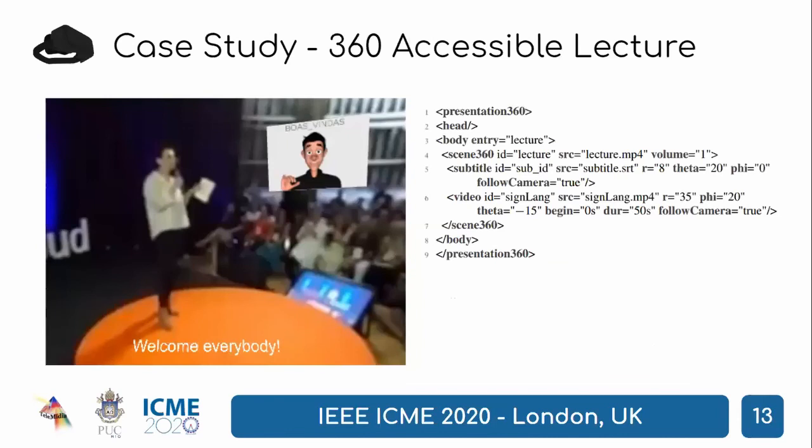The second application, the 360 Accessible Lecture, is an example of an application following the accessible 360 video scenario. In this application, a 360 video lecture is extended with subtitles and sign language, and both of them have the attribute follow camera set to true, so that they follow the user's head motion.